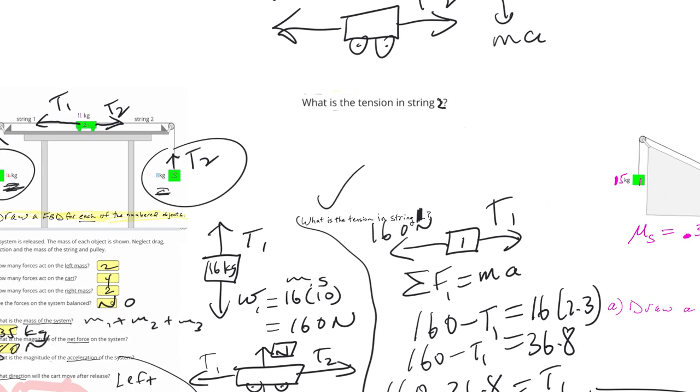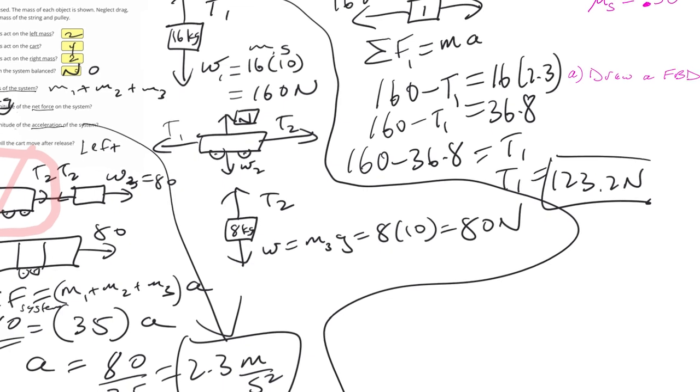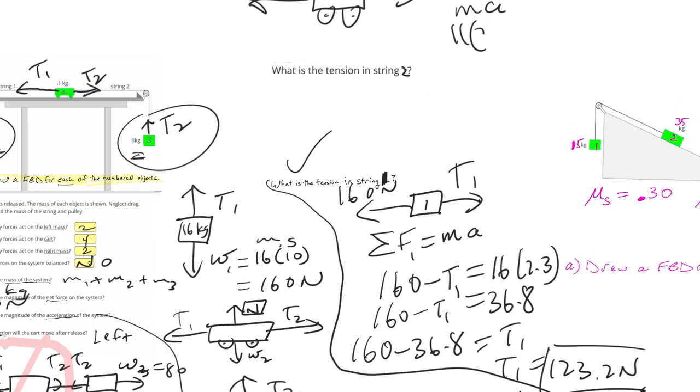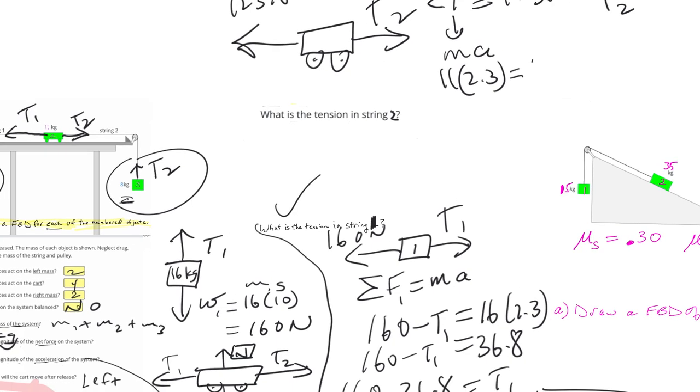is equal to the bigger one minus the smaller one. So that'd be 123.2 minus T2. And F net for the cart is MA. Mass of the cart is 11 kilograms. And the A is the same for all three objects because they're all connected by a string. So 123.2 minus T2. T2, add to both sides, is 123.2 minus 11 times 2.3. So that comes out to be 100.90.